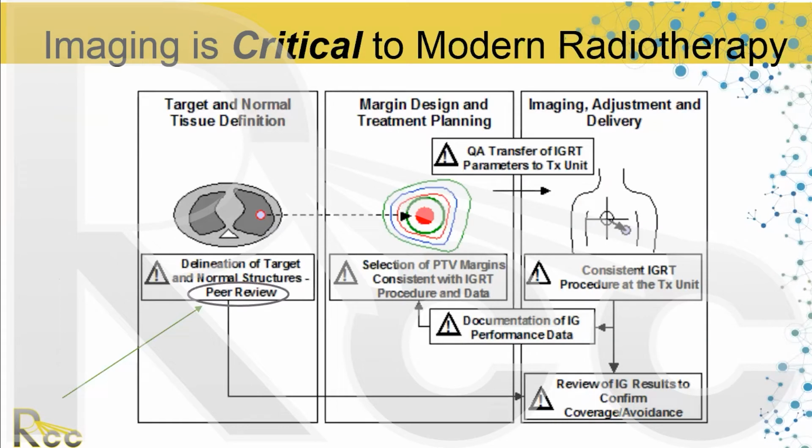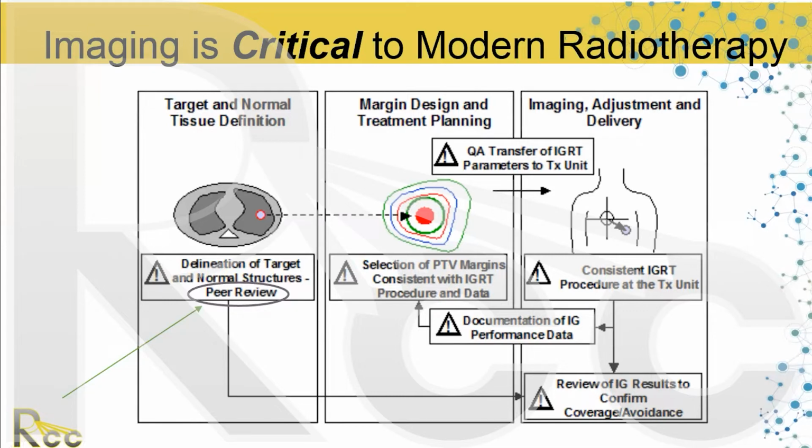So imaging in modern radiotherapy is critical, and here again we're showing that there's three different kinds of sections. That target and normal tissue definition is important, and I think that's one of the largest sources of uncertainty in modern radiotherapy, the variation in contours. And one of the ways to reduce that uncertainty is to have peer review. So having physicians checking physicians and making sure that they agree, and that contour, did they get all the nodes?